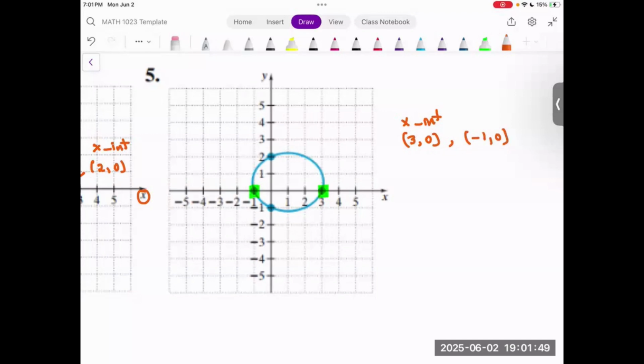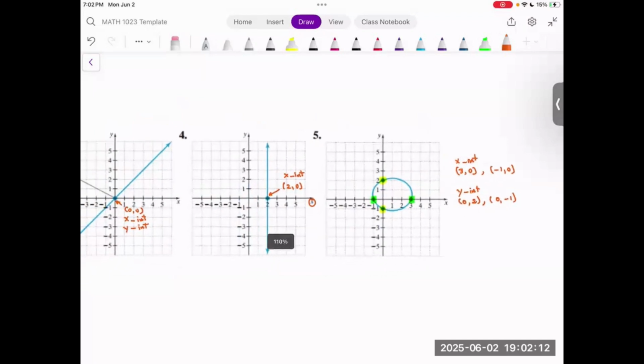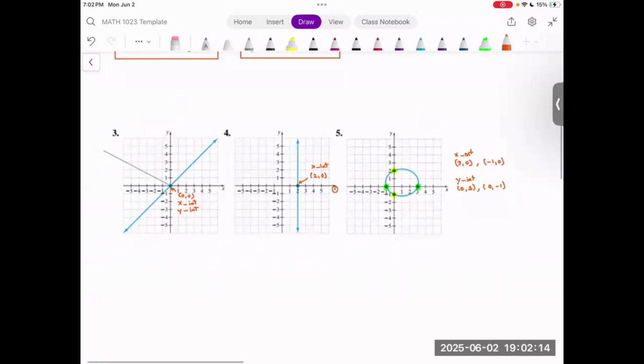We good? Now, if I am moving to the y-intercepts, these 2 points here, the yellow shaded, are going to be your y-intercepts. And there, you're going to have 1 point (0, 2), and the other point is (0, -1), right? Okay. So far we know how to identify them on the graphs, right?